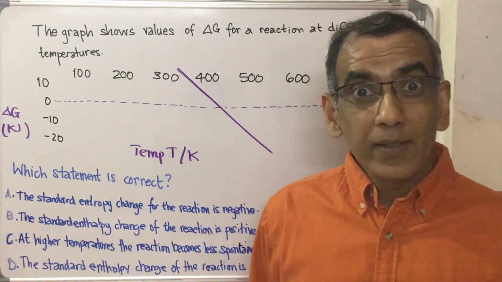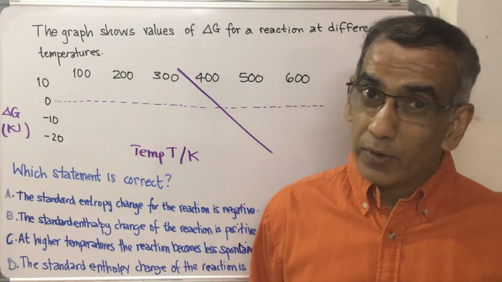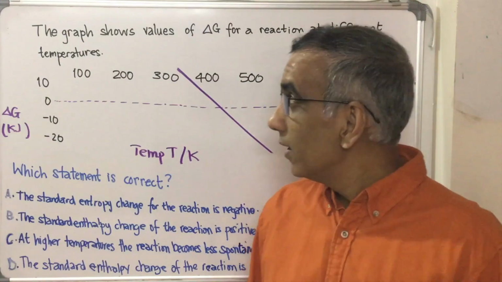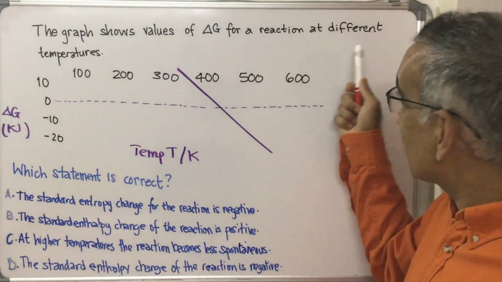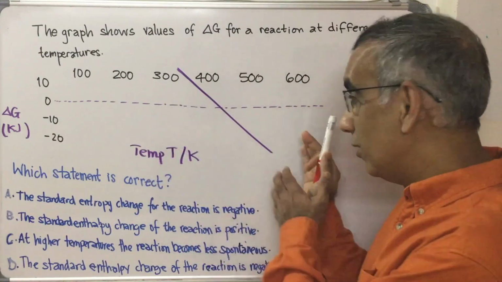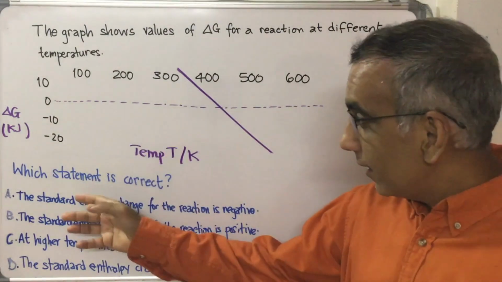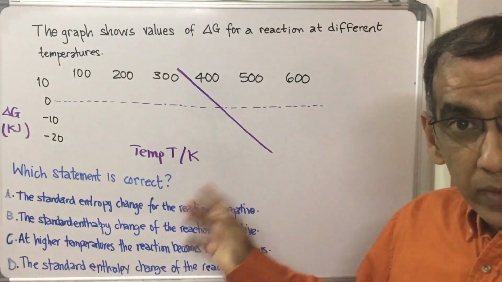Hello and welcome again as we consider yet another multiple choice question for IB Chemistry. The graph shows the values of delta G for a reaction at different temperatures, and here you have the graph and then you have to say which statement is correct.